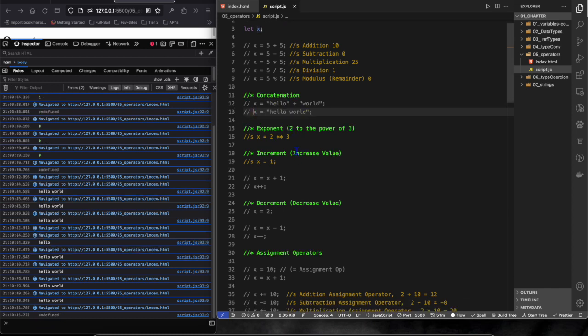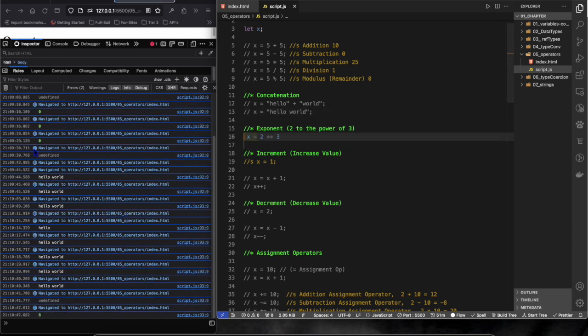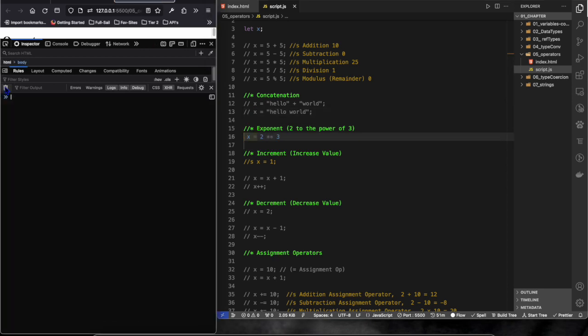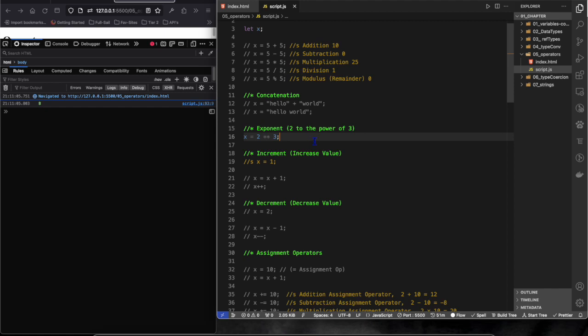Now for the exponent, what we're doing here is taking X equals 2, and then to find the exponent, which is 2 to the power of 3, we'll have 2 multiplication signs, which are the stars, asterisks, to 3. And that will give us a value of 8.